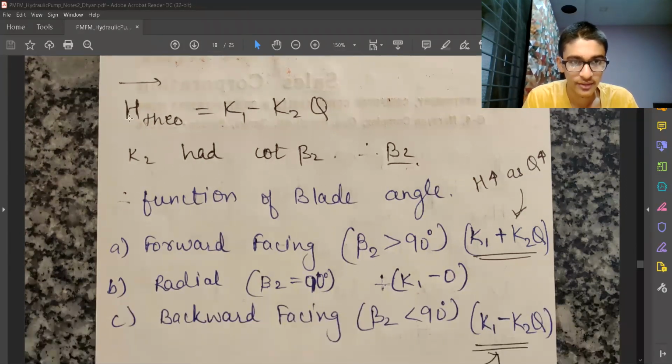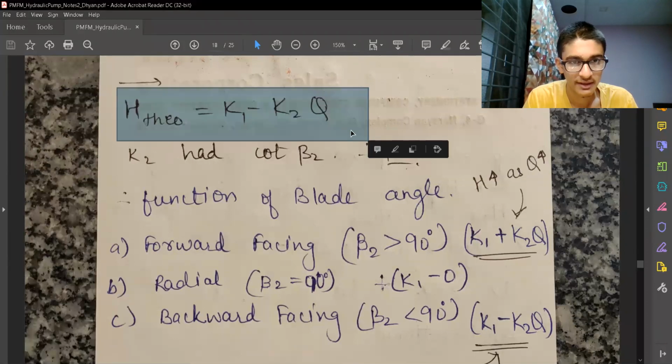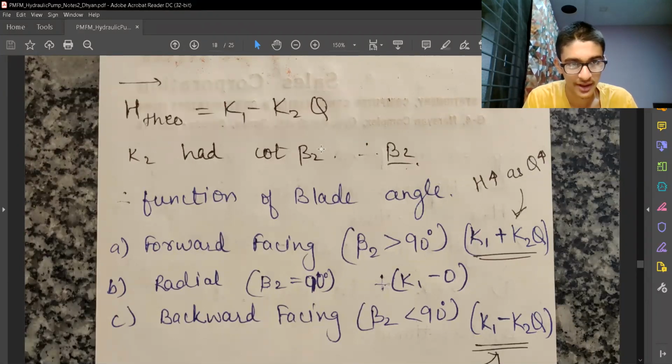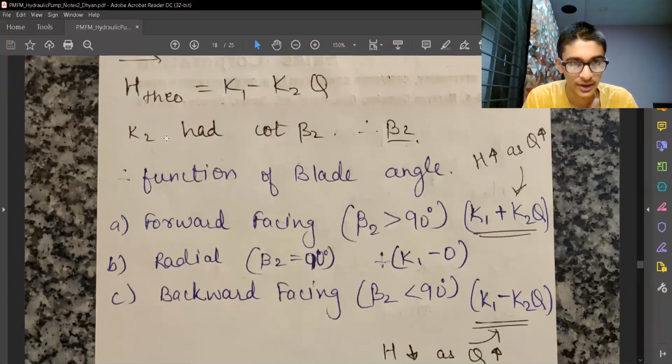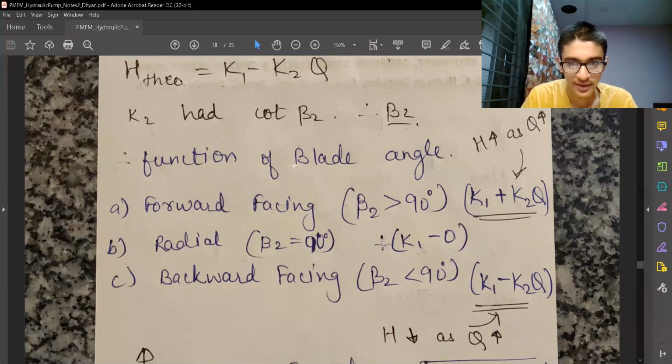So as I have explained earlier, H theoretical is K1 minus K2 Q for backward facing blades. Remember, K2 had a factor cot beta 2, and that beta 2 is changing as we change the blade angle. So forward facing blades will have beta 2 greater than 90 degrees. That means the equation will change to K1 plus K2 into Q.